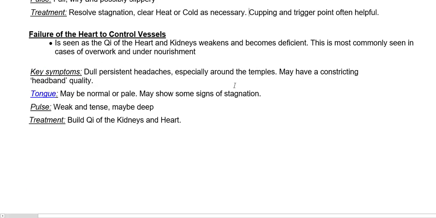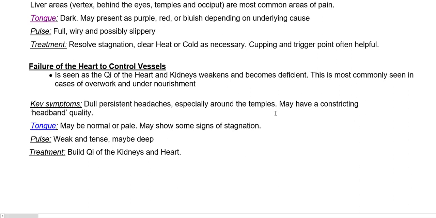And I think the last one that we'll look at here, and then I will talk about some general points, I'll add that just for fun. Failure of the heart to control vessels. This is seen as the qi of the heart and the kidneys weakens and becomes deficient. This is usually what we see: overwork, undernourishment. Now this is getting us into qi and blood deficiency, somewhere around there. But these are also our dull, persistent headaches, especially around the temples. Sometimes they have a constricting headband quality.